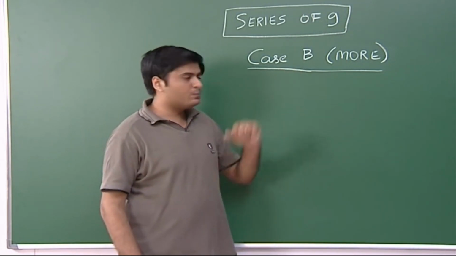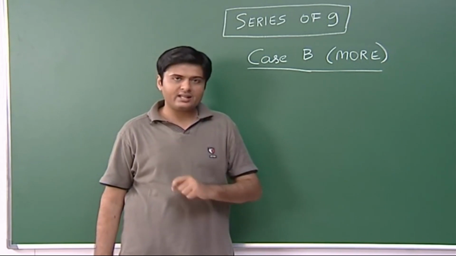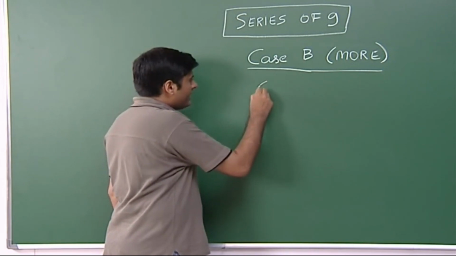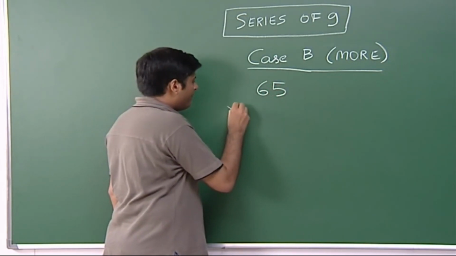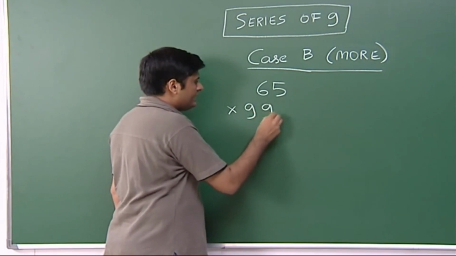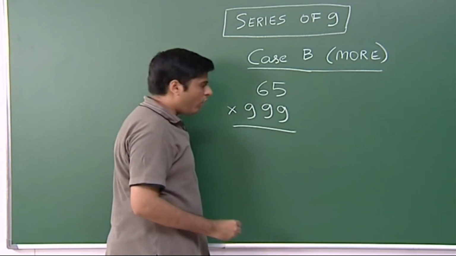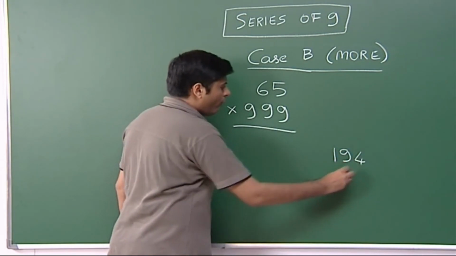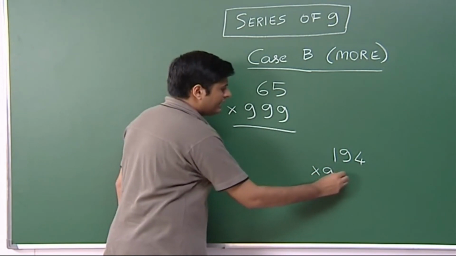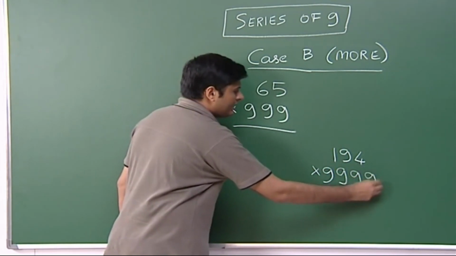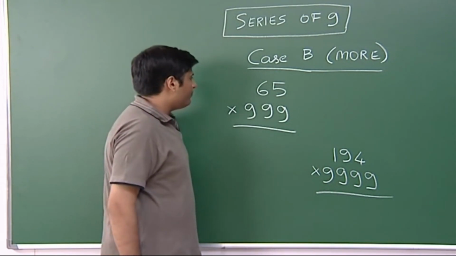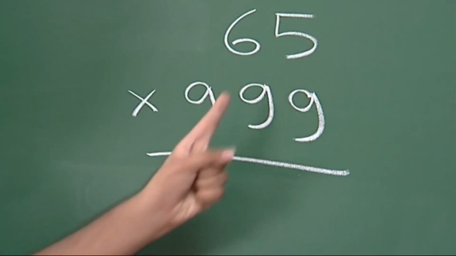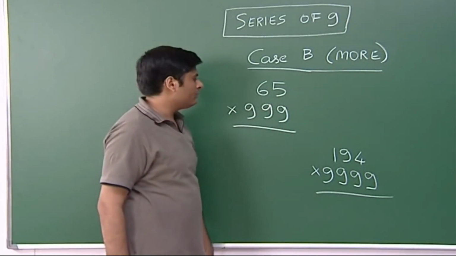Now we will see case B where there will be less numbers and more nines. Let us see how to solve such questions. Suppose I have to multiply, say, 65 by 999, or say I have to multiply 194 by 9999. So 2 digits but 3 nines. Less numbers, more nines. That means nines are more.